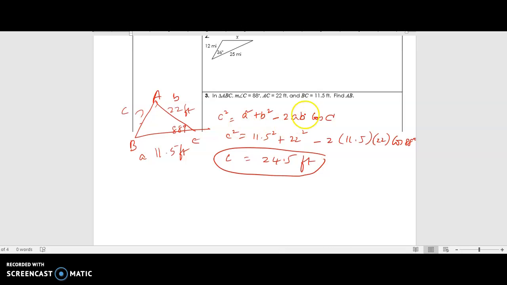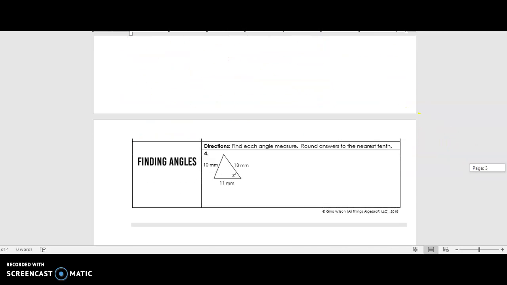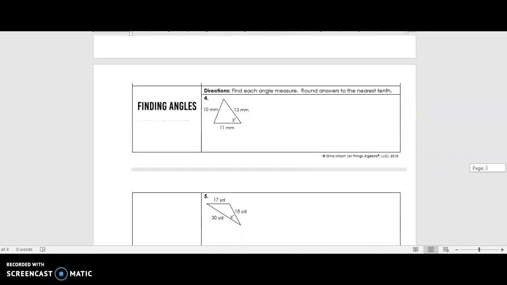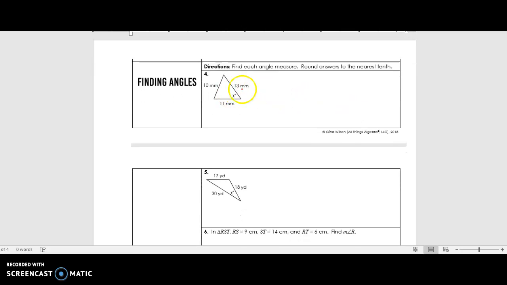Here, when you have to find sides, this is easy. When we have to find angles, which is the case here, find each angle measure. So we have to find the angle measure. All three sides are given, by the way, if you look at it carefully. So let's call this A, B, and C.